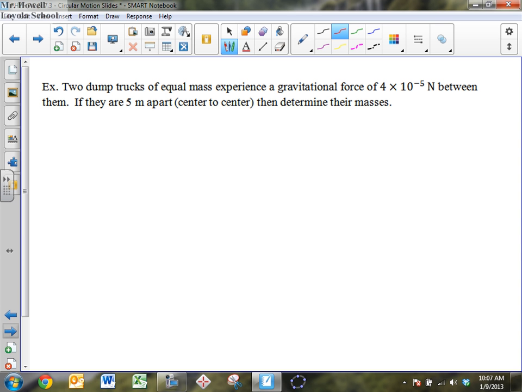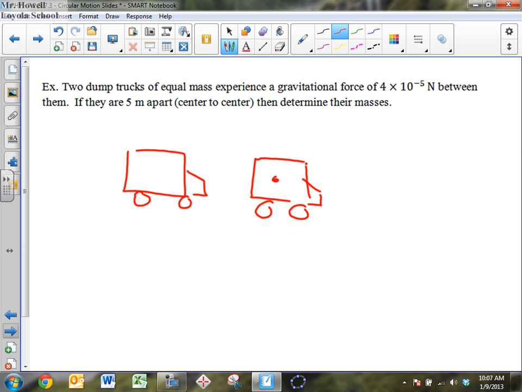So it's like, here's truck 1. Here's truck 2. And here's the center of this one, and here's the center of this one. I'm actually giving you the center to center distance, so you don't have to worry about adding in a radius this time. Okay? So again, in this problem you're told the distance center to center is 5. You're told that the force they exhibit is 4 times 10 to the negative 5 newtons, and we want to determine their masses. Okay?